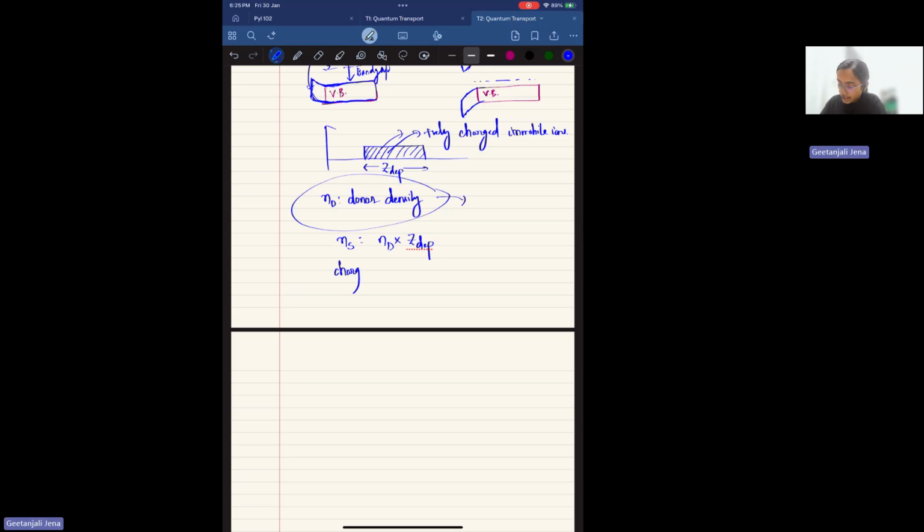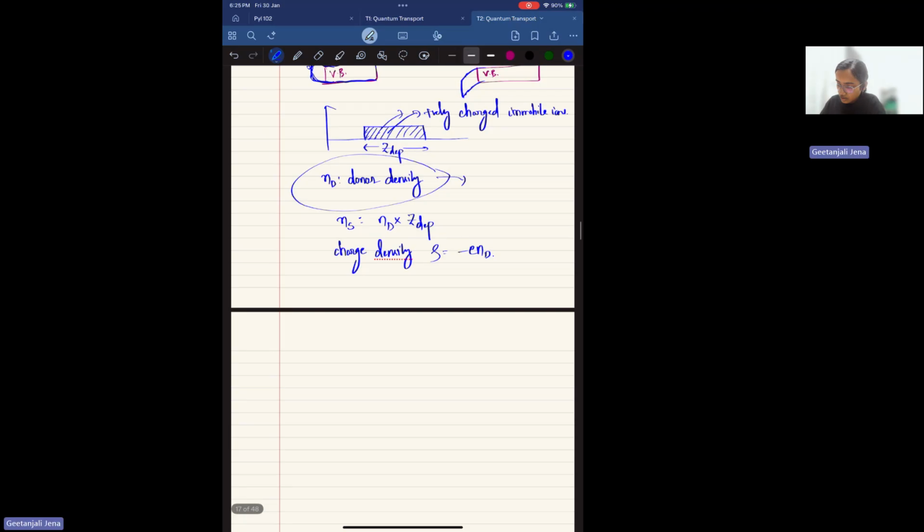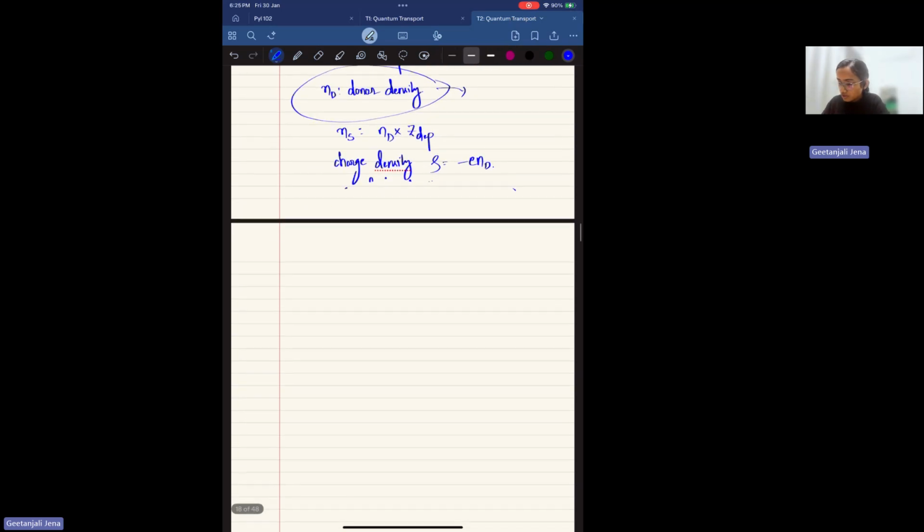So that means we have the charge density rho is minus e Nd. So surface electron density, this we can write as Nd. So this we have already seen, which is Ns, right?